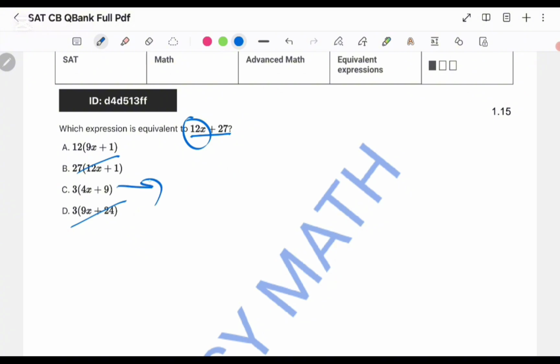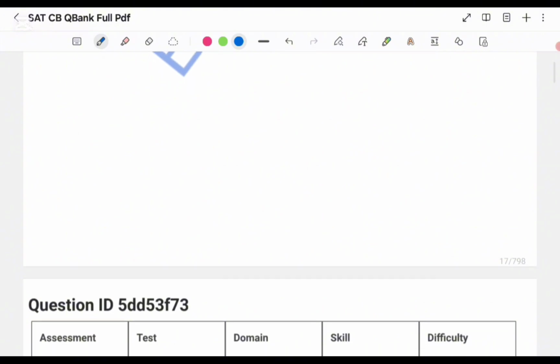Let's try C. 3 times 4 is going to be 12x plus 27, which is 3 times 9. If you do multiply 12 by 9, you're going to get 108x plus 12. It doesn't really relate to our question at all. So the answer choice is going to be C.